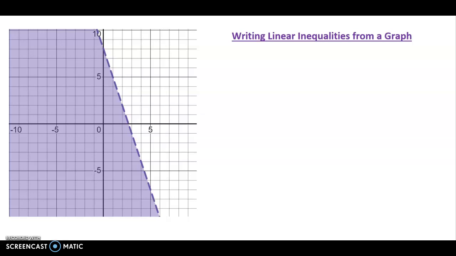Hi there, everyone. Today we're going to learn how to write a linear inequality if you are given the graph. We are going to write it in y equals mx plus b form. So we already know that m is our slope and b is our y-intercept, as we've done with equations. But this time we're going to be changing that symbol in the middle to represent the shading that we see here.